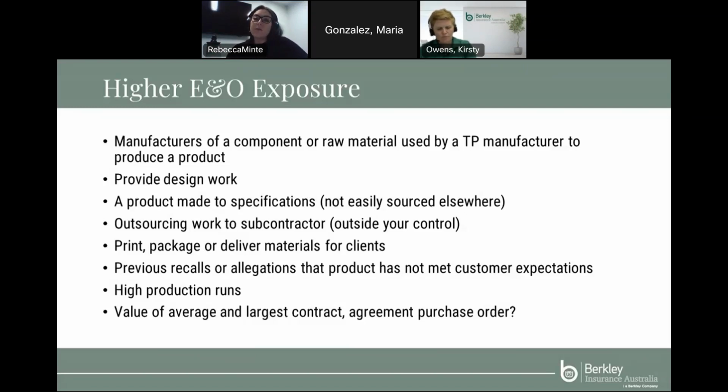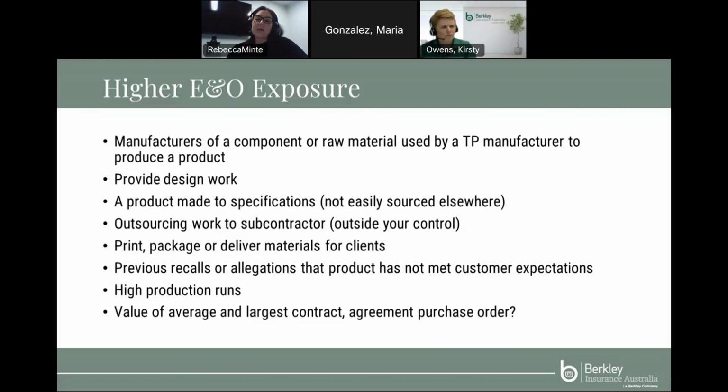Is your client's product specially made to specifications? If so, there will generally be fewer substitutes for it to be replaced with, and a disruption claim is more likely there. Does your client outsource part of their manufacturing work? If they are, what checks are they doing to ensure that the product quality is being maintained, especially if it's being manufactured overseas?